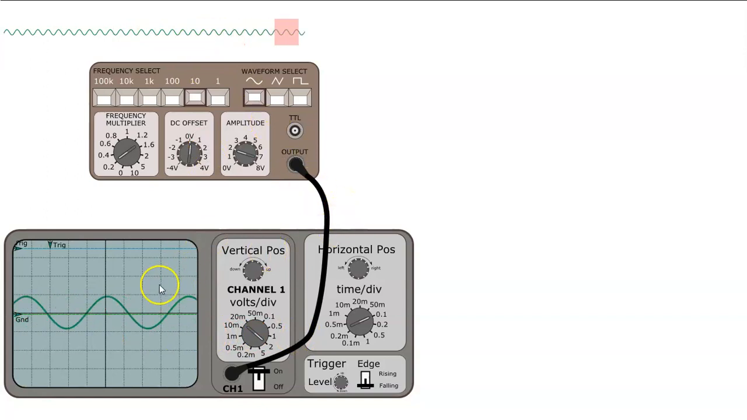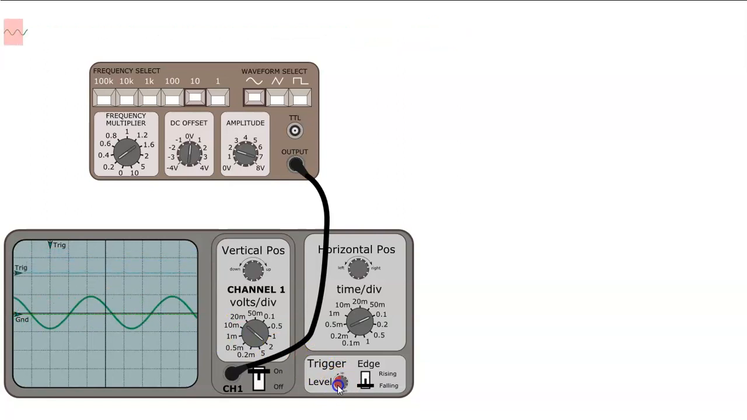Now we can see that the waveform is kind of jumping all over the place. That basically means that the waveform isn't being triggered. So what I'm going to do now is trigger the waveform by adjusting this trigger level. When the waveform is triggered, you can see that it appears to be stationary. I'm just going to adjust the frequency because sometimes it loses trigger if the frequency isn't high enough.